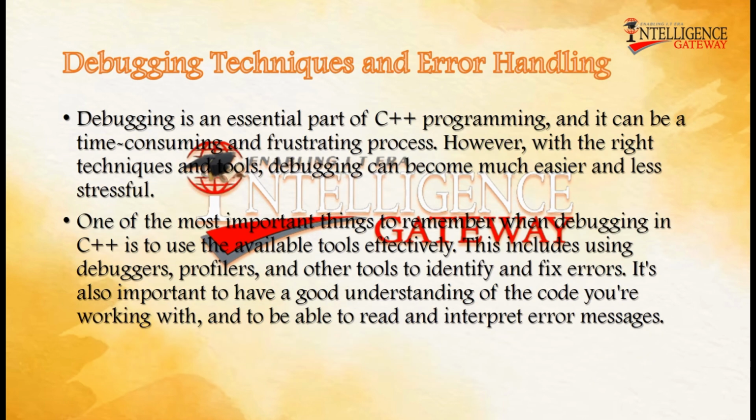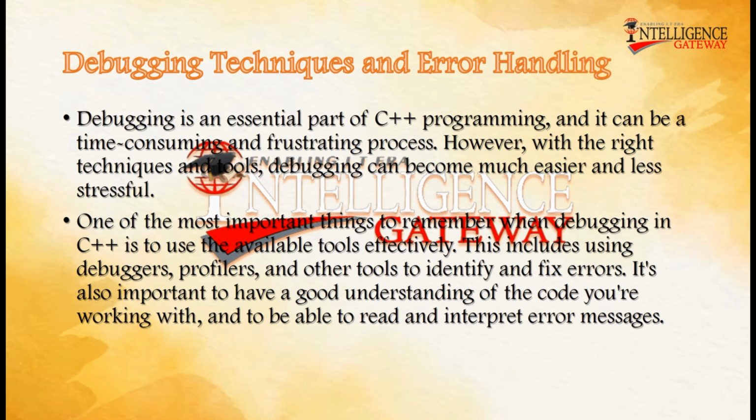Debugging techniques and error handling. Debugging is an essential part of C++ programming, and it can be a time-consuming and frustrating process. However, with the right techniques and tools, debugging can become much easier and less stressful. One of the most important things to remember when debugging in C++ is to use the available tools effectively. This includes using debuggers, profilers, and other tools to identify and fix errors.